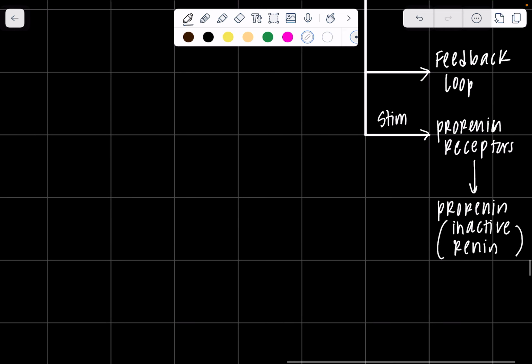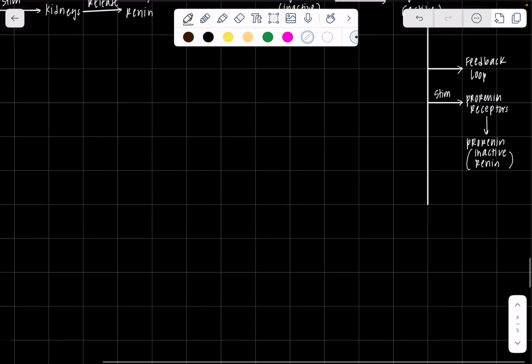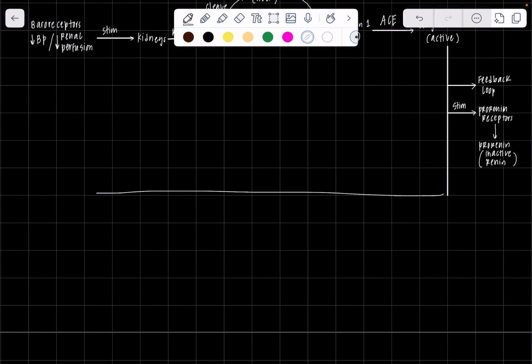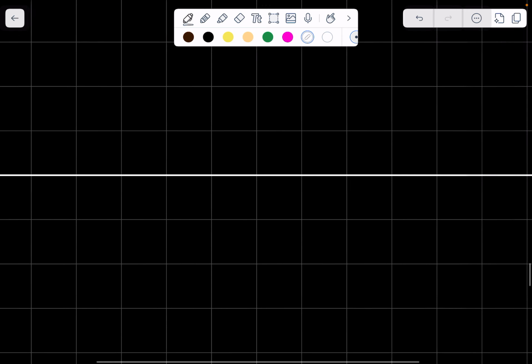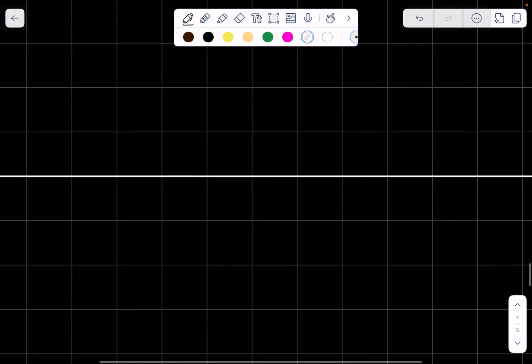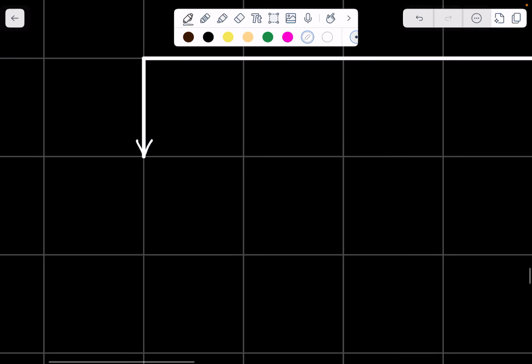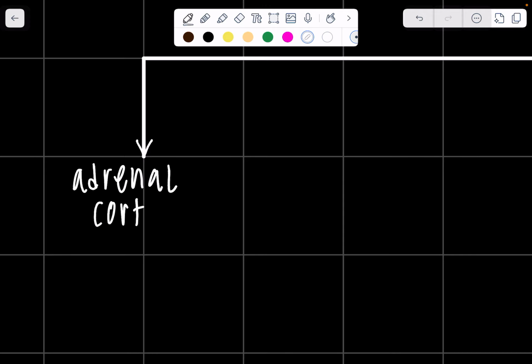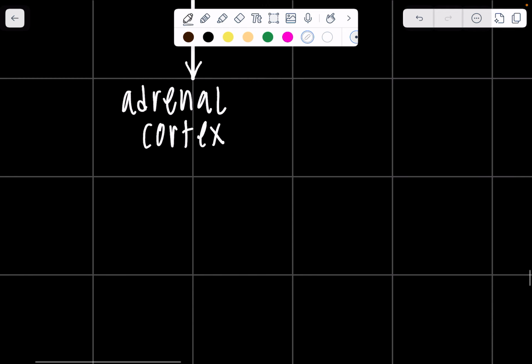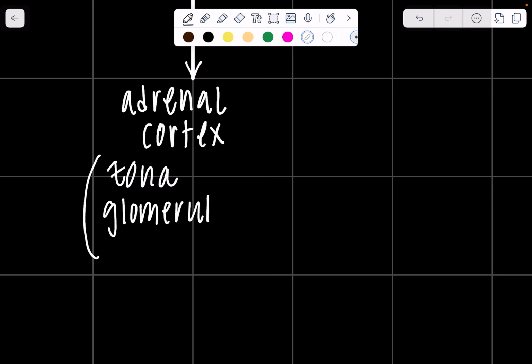And then the next thing it can do is stimulate a bunch of our organs to do cool things. So let's talk about some of those cool things. First, it can stimulate our adrenal cortex, and specifically, it will stimulate a portion of the adrenal cortex called the zona glomerulosa.